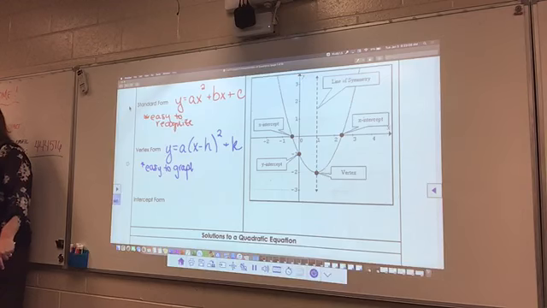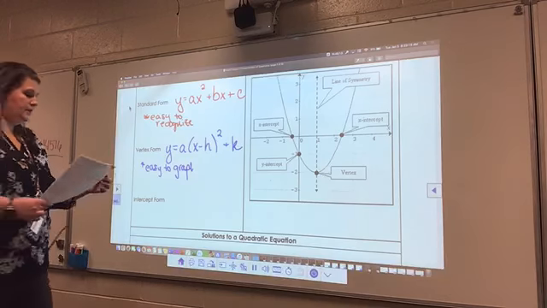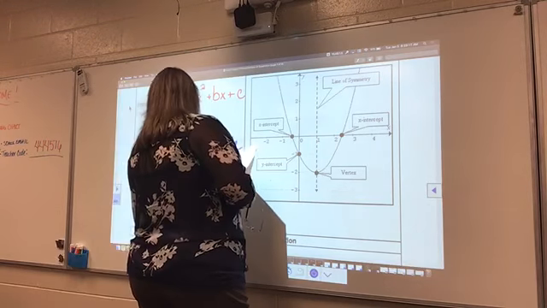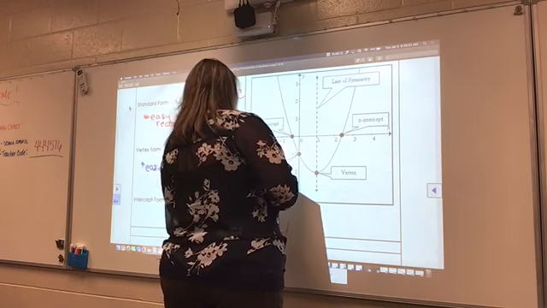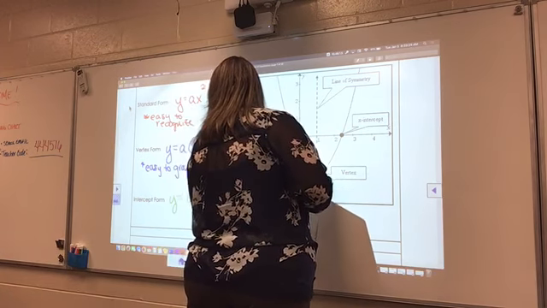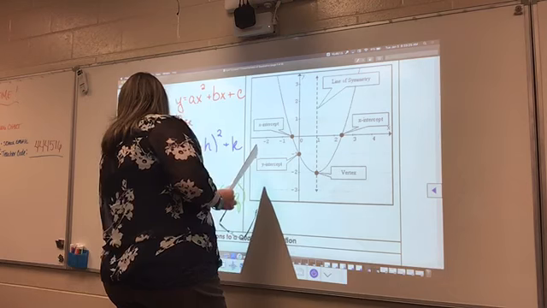Holler at me if I'm going too fast. Okay. All right. Intercept form. This is the one that's easiest as far as to solve. This one looks like this. We'll work with this a lot as far as when we're solving. So this one is easy to solve.